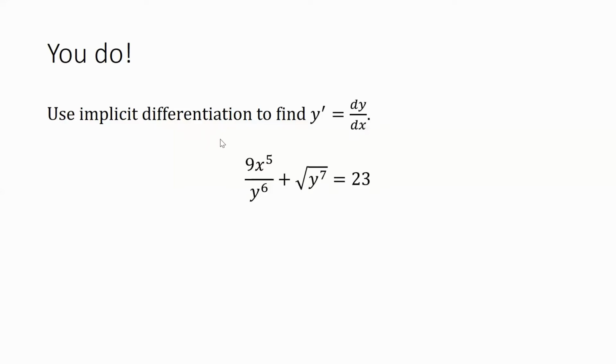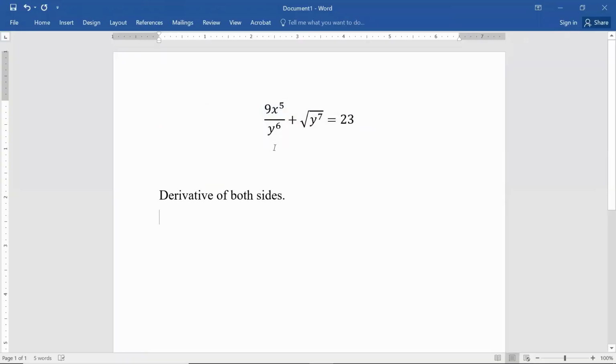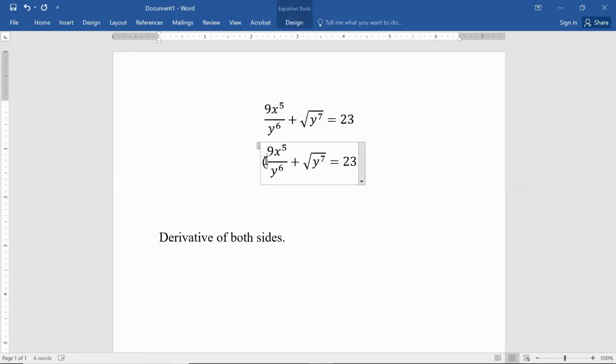So we would like to use implicit differentiation to find y prime for this equation here. Let's go ahead and do that in the same manner we did in the previous examples. This time I'm going to begin by multiplying both sides by y to the 6th. So I take the left-hand side of the equation and I multiply it by y to the 6th. And then I take the right-hand side of the equation and I multiply that times y to the 6th.